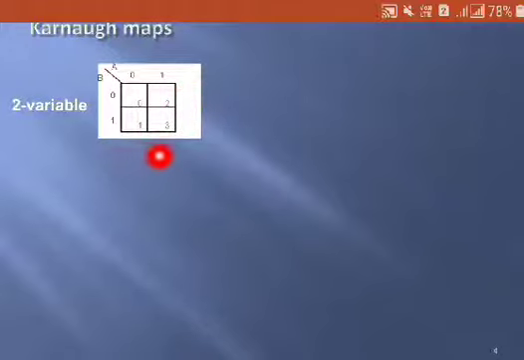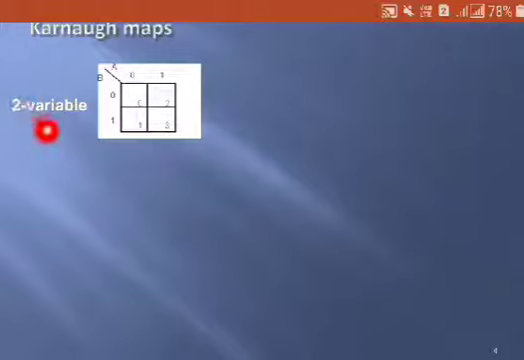So an n variable K-map consists of 2 to the power of n number of cells. That is the standard formula for the number of cells in a given K-map. So the number of cells in a given K-map depends upon the number of input variables.